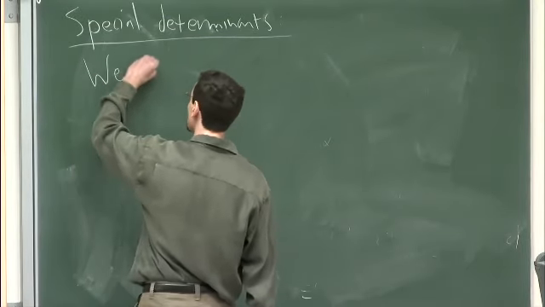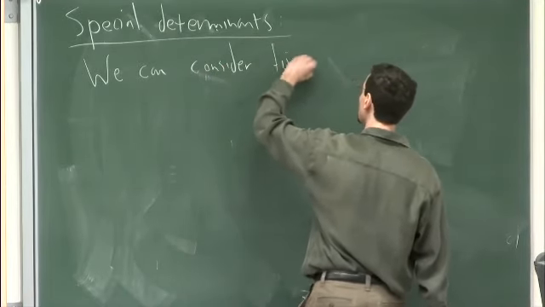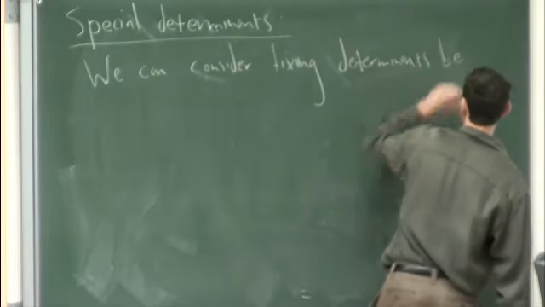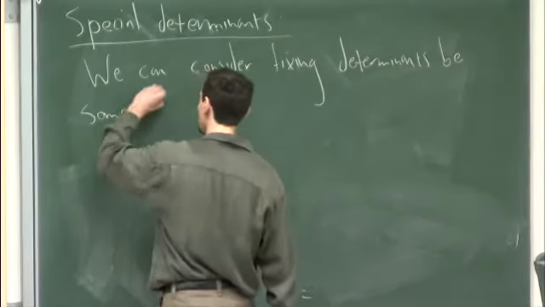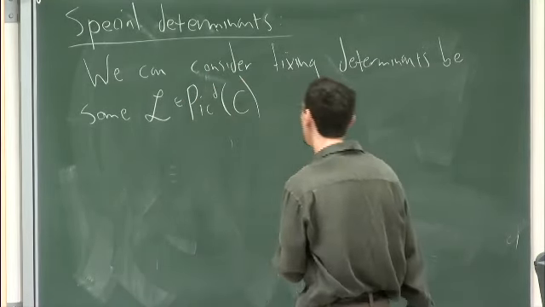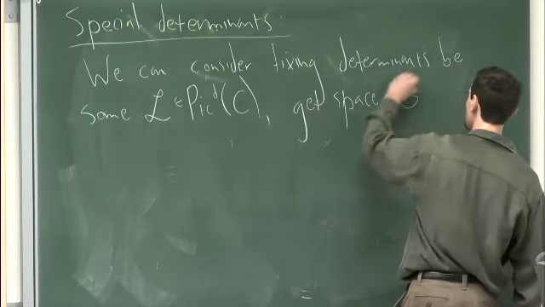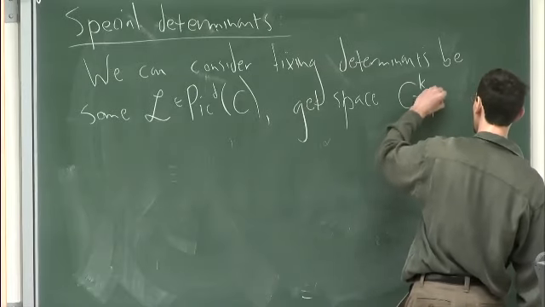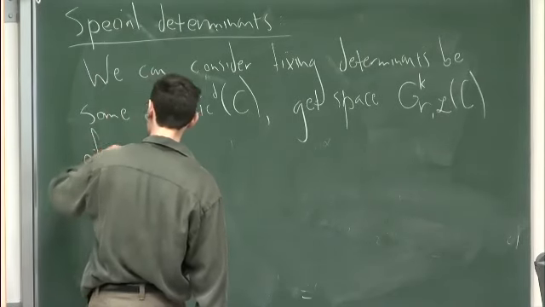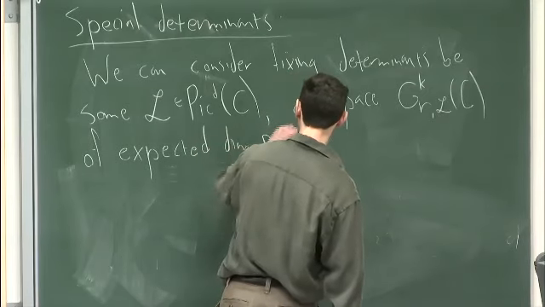So we can consider fixing the determinant of our vector bundles to be some chosen line bundle, say L, and you take D, and then we get a space which I'll denote the same as before, except I replace the degree by the line bundle L. And the expected dimension is now going to be rho minus g. Okay?